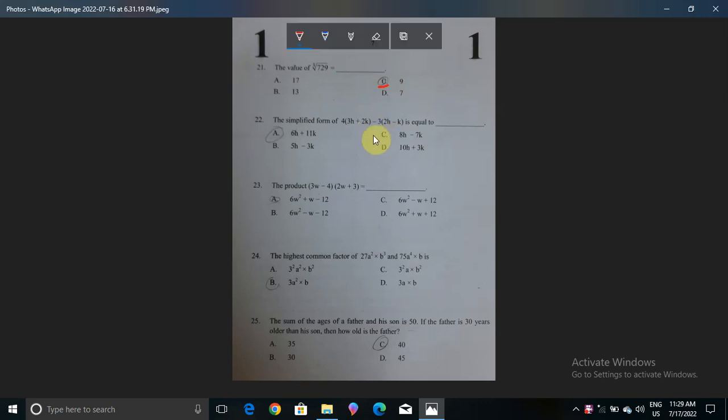Now question number 22. The simplified form of 4(3h plus 2k) minus 3(2h minus k) is equal to what? So what we'll do here, first of all, we'll remove the brackets. That means 4 times 3h and 4 times 2k, right?